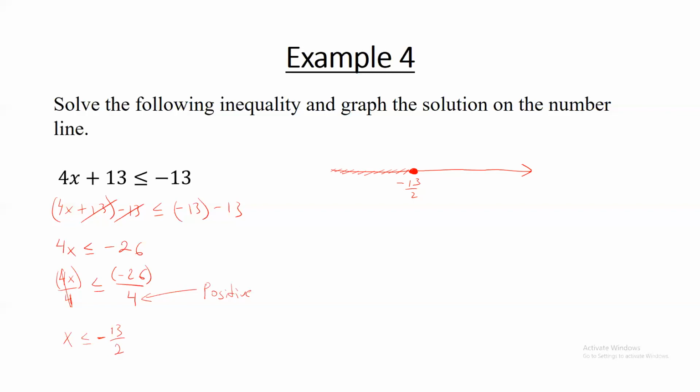Again, if I really wanted to test this out, I could pick a number that's definitely less than negative 13 over 2, like negative 20, for example, is clearly less than negative 13 over 2, right? It doesn't have to be right next to it. It could be much smaller. And if I plug negative 20 in, 4 times 20 is 80. That's negative 80 plus 13 is negative 67. Well, that's definitely less than negative 13, so looks like I definitely shaded at least in the right direction.